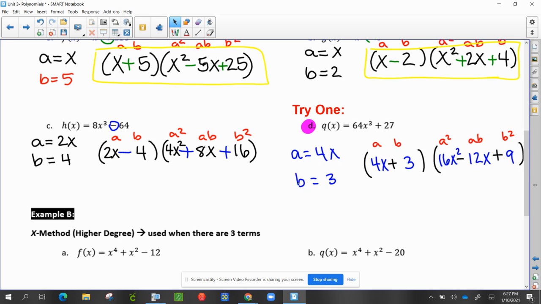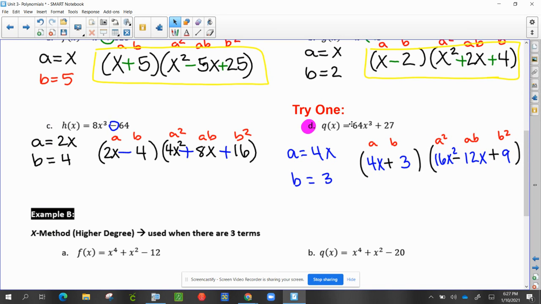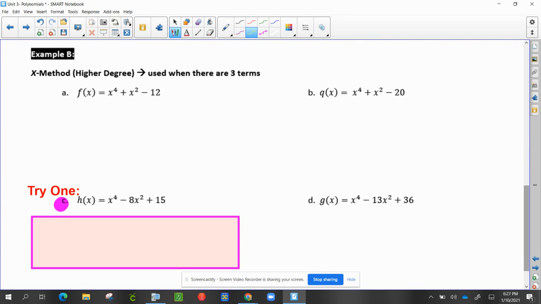Okay, so for D, the A term, the cube root of 64x cubed, was 4x. The cube root of 27 is 3. So putting those in my general form, that should have been your answer here. And there we go. Let's go down to these trinomials.